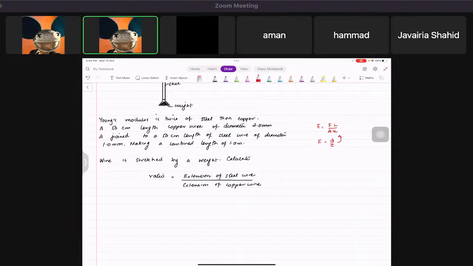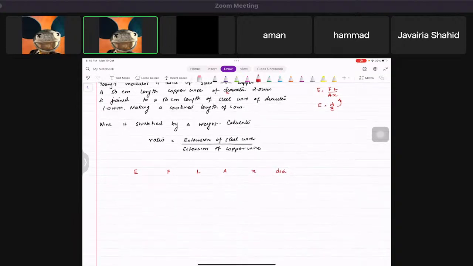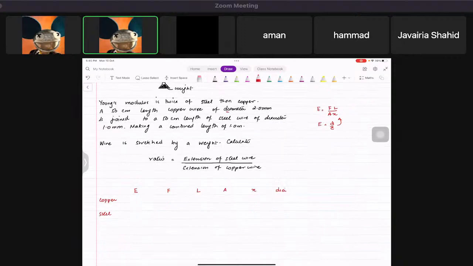Okay? Now, what you're going to do is just write this down. Right now, they're talking about diameter. So we're going to write Young's modulus first, then we're going to write F, then L and A and X and the diameter separately because we do have that. Okay, so once you've made this, we're going to write copper here, we're going to write steel here, and then we're going to just fill in the values.